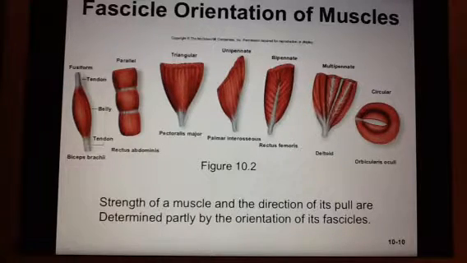And then the middle, okay, well, let's backtrack. It shows the fascicles are in the pink, and then you see the tendon. It says the strength of the muscle and the direction of its pull are determined partly by the orientation of the fascicles. And usually the tendon is connected pulling in the same orientation as the fascicle.